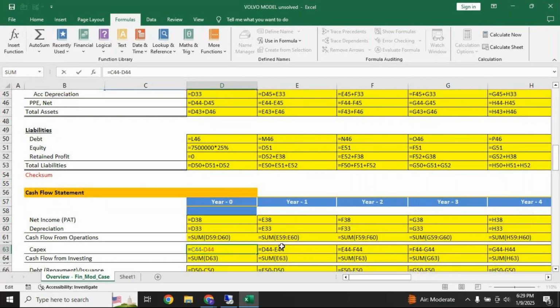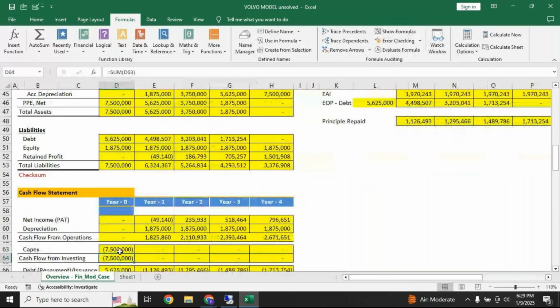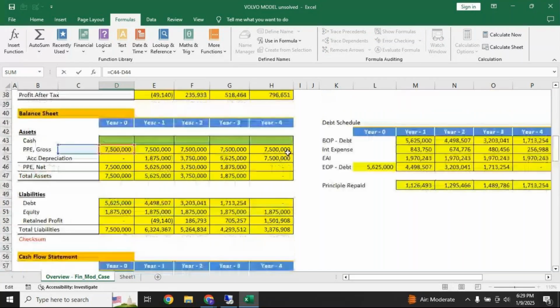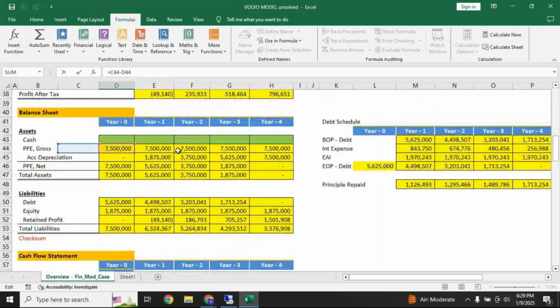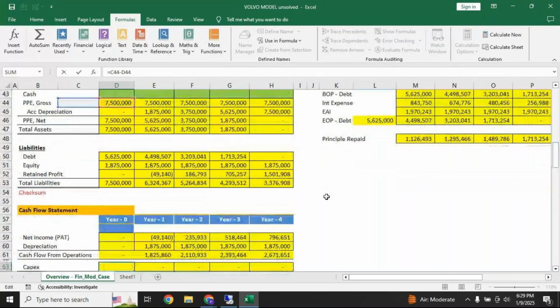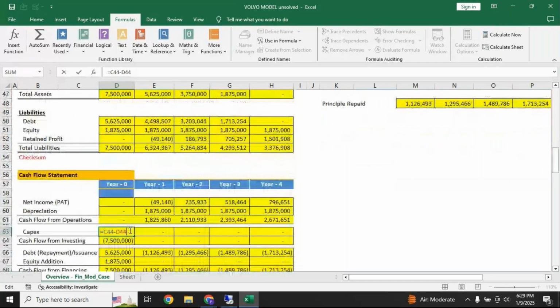So if we look at the values, previous year value minus the current year value, I have to subtract it. At the end of the fourth year, the capital expenses will become 0. That means the value of the bus becomes 0. That's why we have shown it like this. Then check the values.